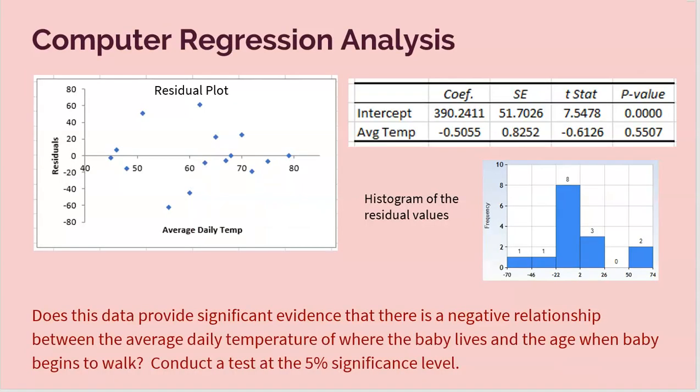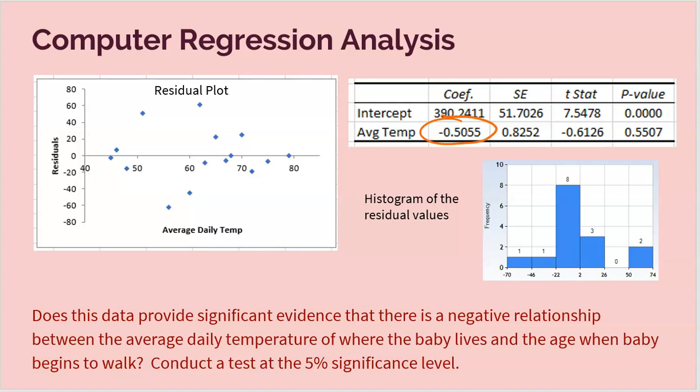All right, so now we have all the data we need. We have our histogram of the residuals. We got our computer output table, which did show a negative slope, right? Our computer output table right here did give us a negative slope. It did show that as temperature goes up, the time it takes the baby to learn to walk goes down.